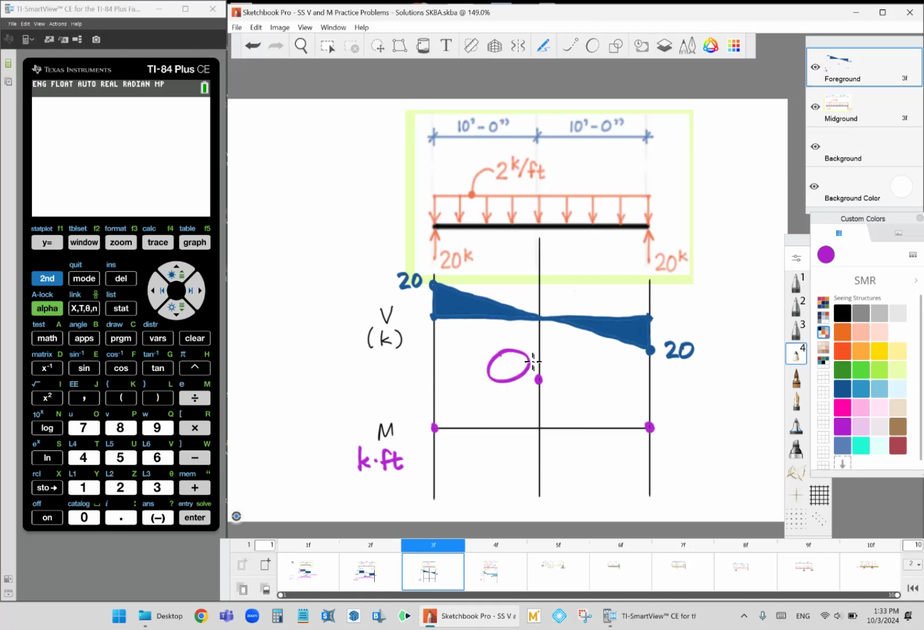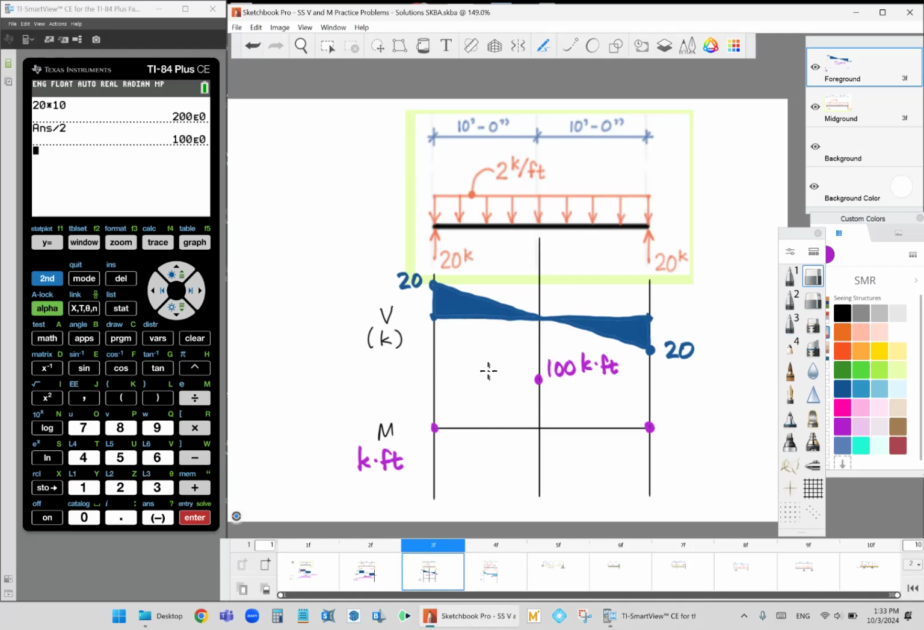Let's compute and label this peak moment. It's the area under the curve. So I've got my 20, using that calculator on the left. So I've got my 20 kips times 10 feet divided by 2 because it is a triangle. And that gets me up to 100 kips times feet up here.